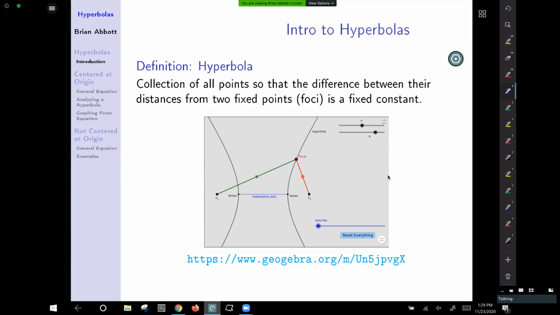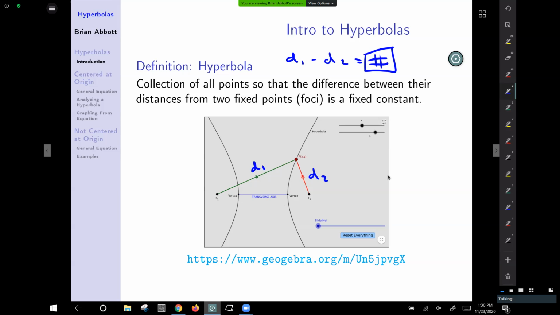So the definition of a hyperbola is the collection of all points so that the difference between their distances from two fixed points, foci, is a fixed constant number. So if you call this distance d1 and this distance d2, then the difference between those, d1 minus d2, will equal some constant number that does not change. And it turns out that it's the length of this transverse axis between the vertices.